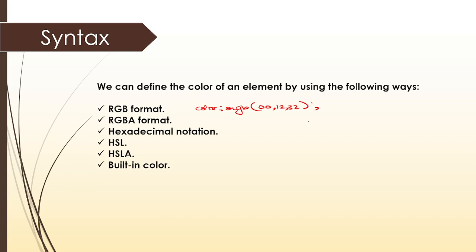Next example we have is RGBA. Here A stands for alpha. Alpha is used to specify the element's transparency, and the value of alpha ranges from 0.0 to 1.0. We have discussed all these 4 types in detail in previous lectures.